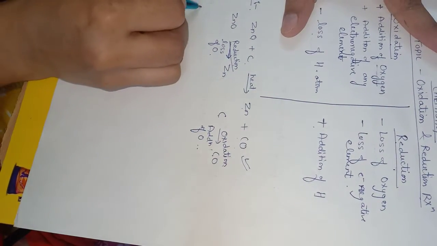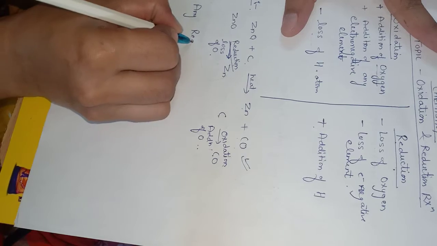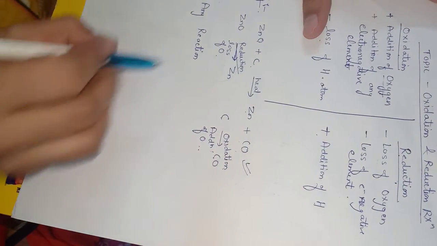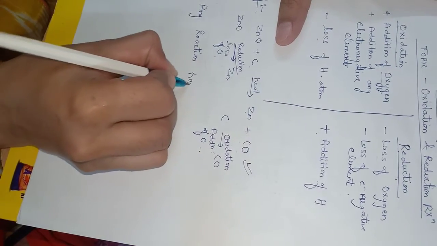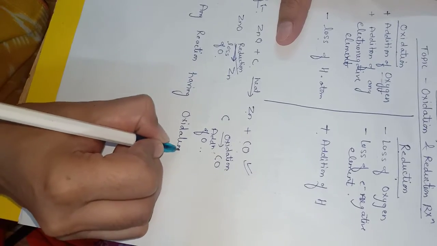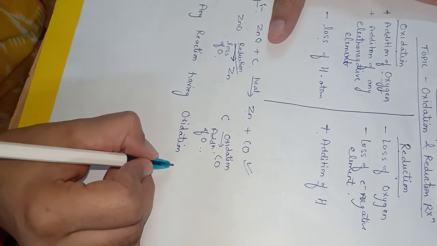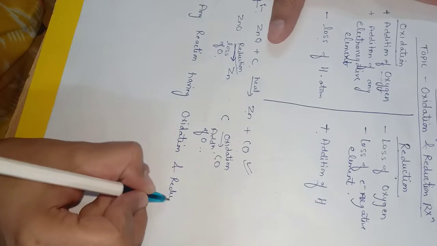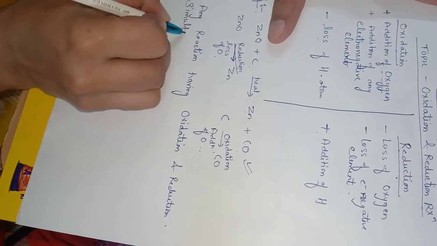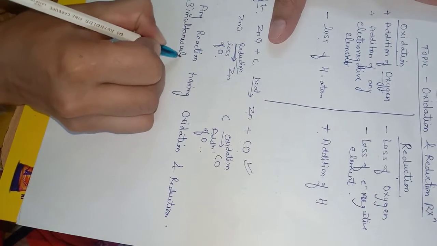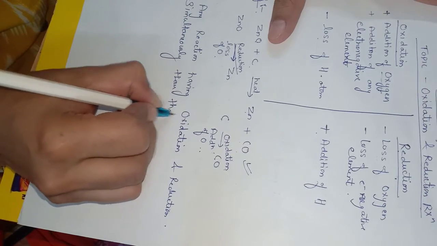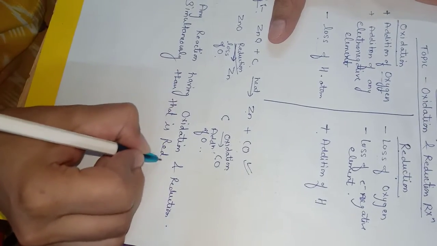When any chemical reaction has oxidation as well as reduction simultaneously, then that reaction is known as redox reaction. That is redox reaction.